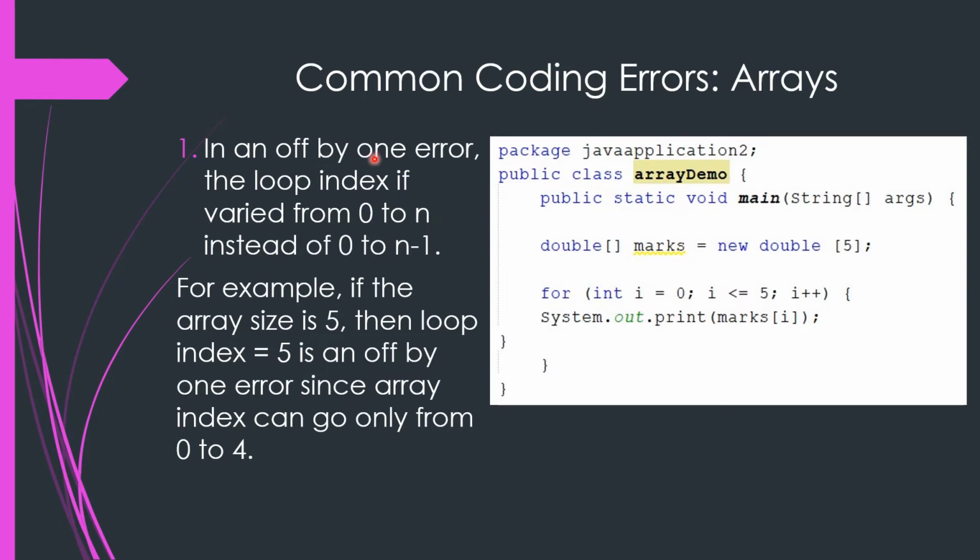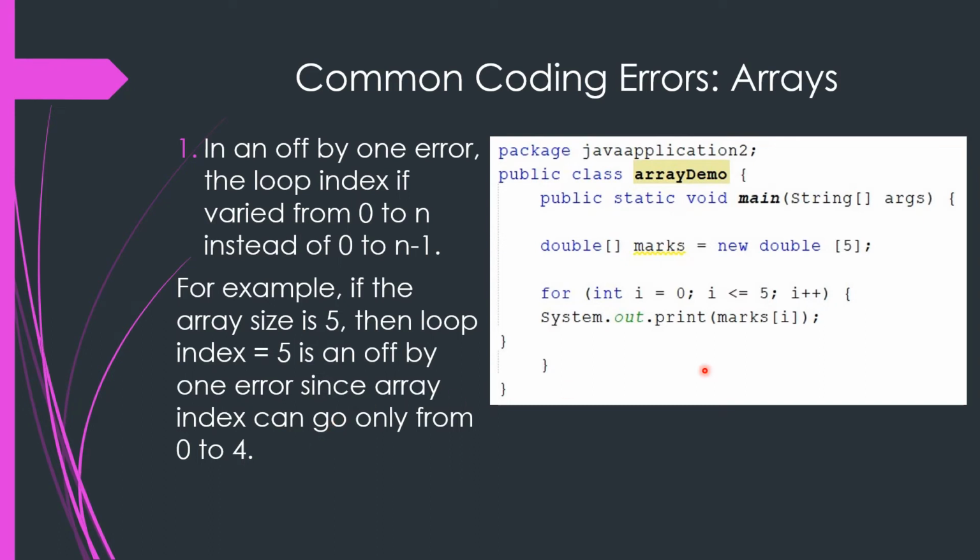In an off by one error, the loop index is varied from 0 to n instead of 0 to n minus 1. Because sometimes we get confused whether the array index goes from 0 to n minus 1 or 0 to n. So if we vary the index from 0 to n, then we get an error. How? Let us see this through an example. If the array size is 5, then loop index equal to 5 is an off by one error, since the array index can go only from 0 to 4.